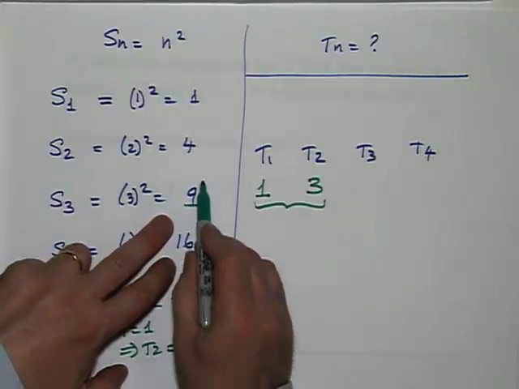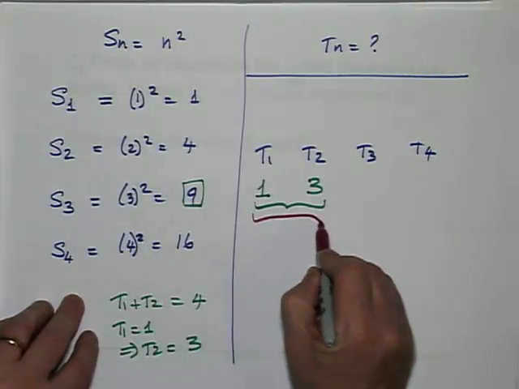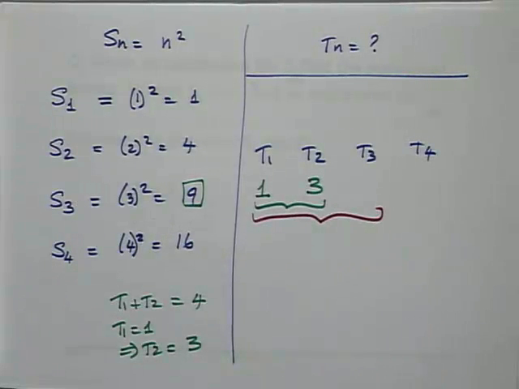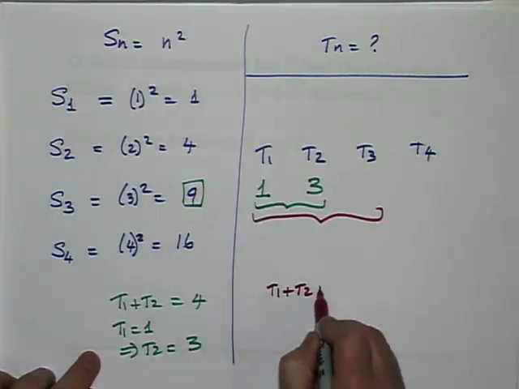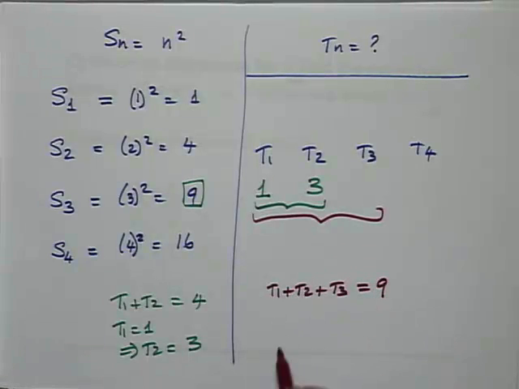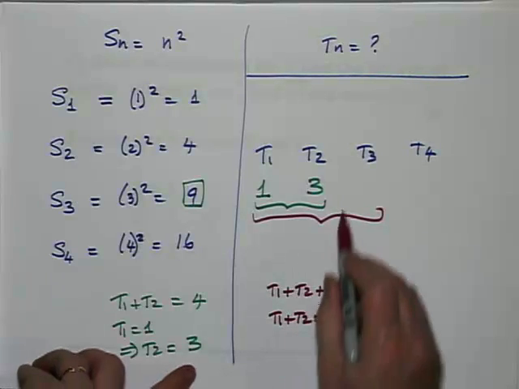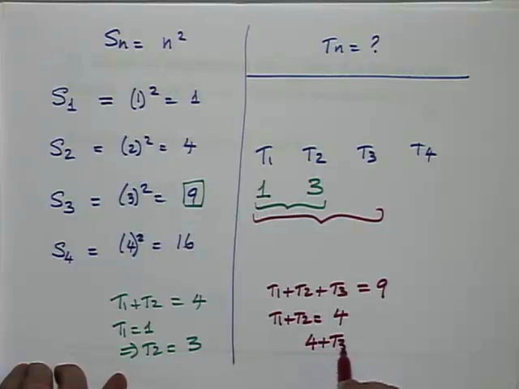We take S3. What's S3? Well, S3 is all of this for the first three terms. And that we know is 9. So T1 plus T2 plus T3 is 9. But really, T1 plus T2 we know is 4. So 4 plus T3 must be 9. T3 must be 5.